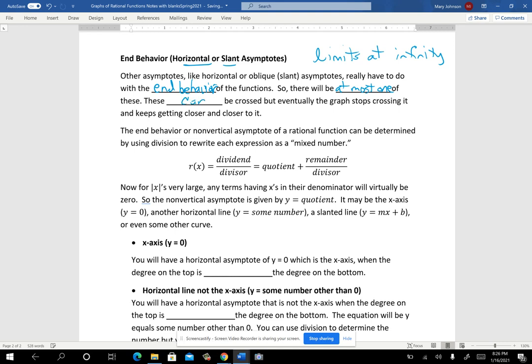These can be crossed. Okay, vertical asymptotes cannot, but eventually the graph stops crossing and keeps getting closer and closer to it. So sometimes you'll have like a horizontal asymptote. The function will do something like this, but then it'll come back and get closer and closer and closer to some horizontal asymptote. So it might cross it in the short run, but then eventually it starts just getting arbitrarily close to it. Okay.